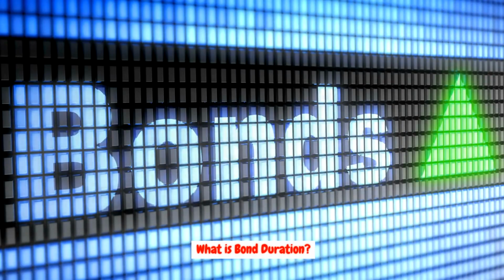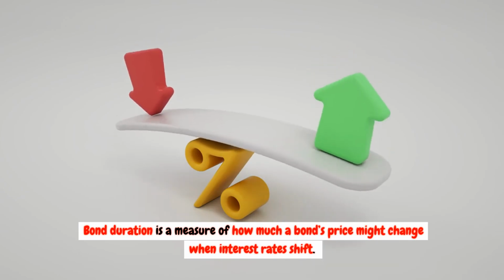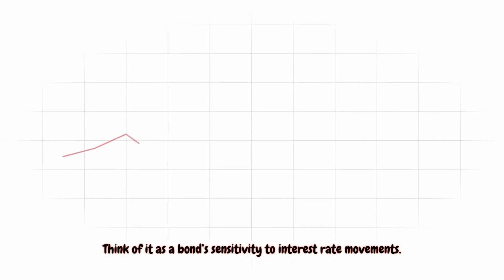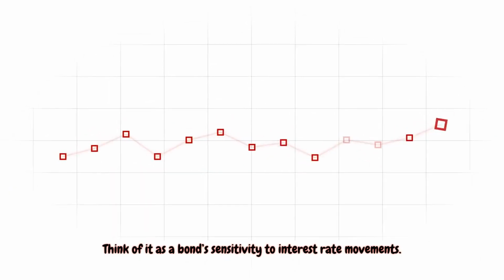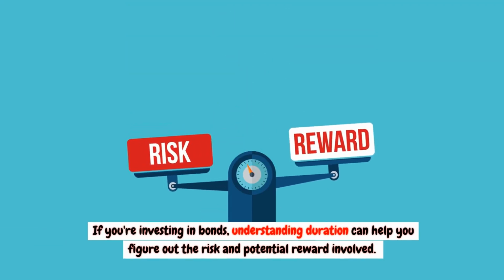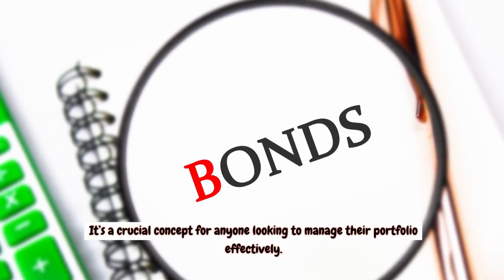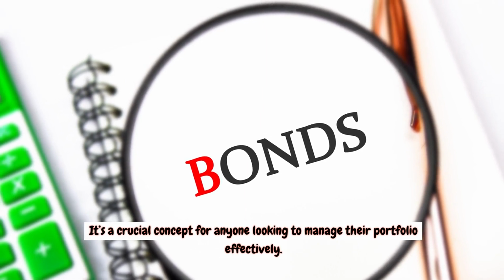What is bond duration? Bond duration is a measure of how much a bond's price might change when interest rates shift. Think of it as a bond's sensitivity to interest rate movements. If you're investing in bonds, understanding duration can help you figure out the risk and potential reward involved. It's a crucial concept for anyone looking to manage their portfolio effectively.